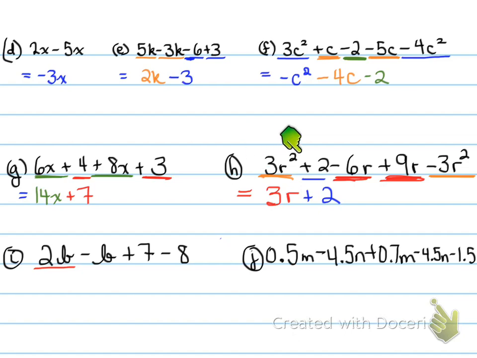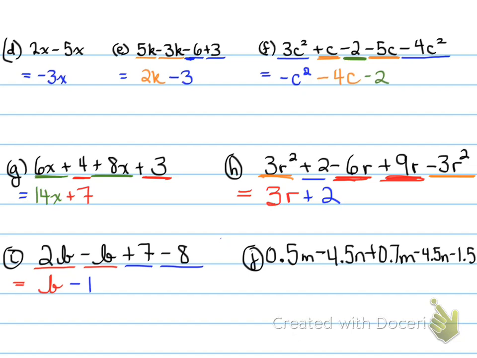Now again, you might want to think we want to put an r squared, but folks, we don't. When I have 3r squareds and I take away the 3r squareds, that gives us 0. 0 means not there. Plus 2, it just stays plus 2, but then the minus 6r plus the 9r gives us 3r over here. All right, 2b minus b is just b. Plus 7 minus 8 is minus 1. So we've got b minus 1.